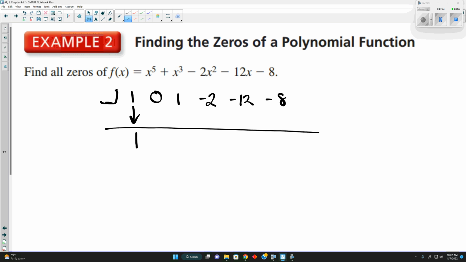Now the first number that we can try is -1. Now -1 times 1 is -1. 0 plus -1 is -1. -1 times -1 is 1. 1 plus 1 is 2. -1 times 2 is -2. -2 plus -2 is -4. -1 times -4 is 4. -12 plus 4 is -8. -1 times -8 is 8, and -8 plus 8 is 0.